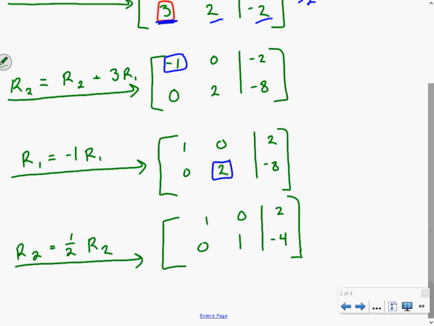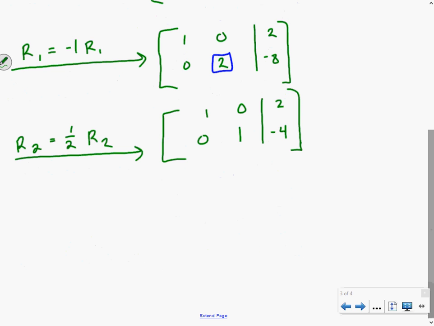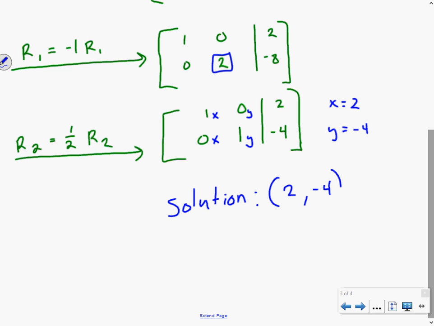Remember, each row represents an equation. So this top row is really saying 1x plus 0y is equal to 2. Well, that tells me that x equals 2. My bottom row says 0x plus 1y equals -4, so that means y equals -4, which means the solution to my original system would be the point (2, -4).